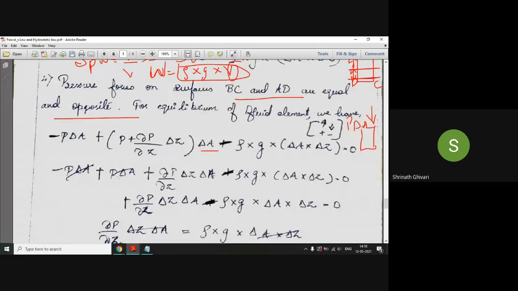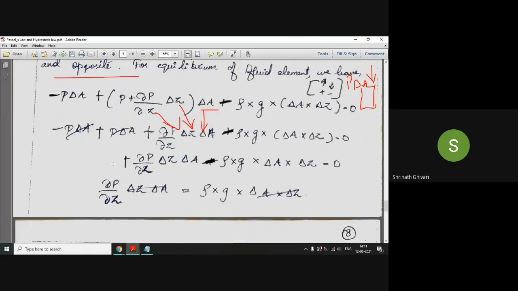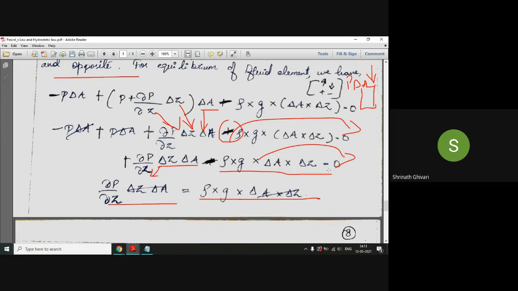Now I multiply this here. So minus P delta A plus P delta A plus dou P by dou Z delta Z into delta A, minus rho G delta A into delta Z. So dou P by dou Z into delta Z into delta A minus rho G delta A into delta Z. This is minus, so I'll take it to the other side and it will become positive. Now we cancel this and this. So what will remain? Dou P by dou Z equals rho into G.